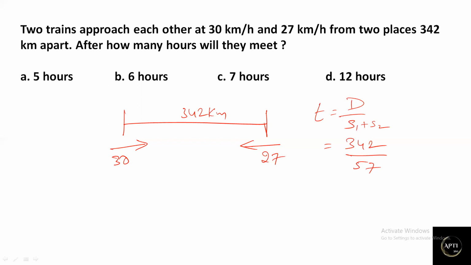Next, how can we cancel 342 with 57? It will go with the 3 table. 3 1 times is 3, 3 9 times is 27. Next, 3 1 times is 3, 4 times. 19 6 times is 114. So the answer here is time is equal to 6 hours. Just basic calculation. And here, very important: two objects in opposite directions means relative speed is S1 plus S2.